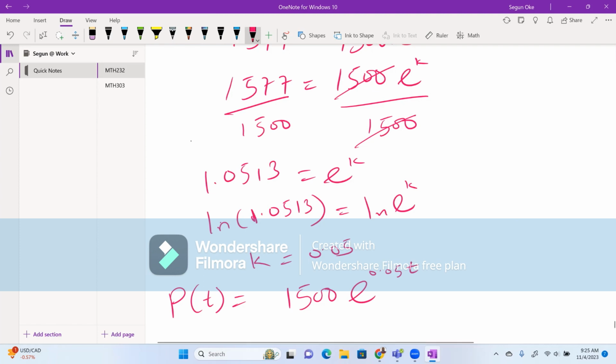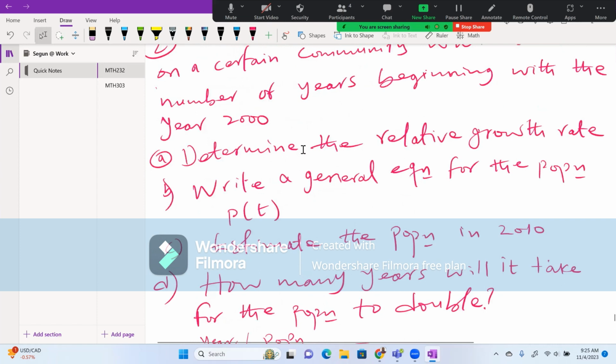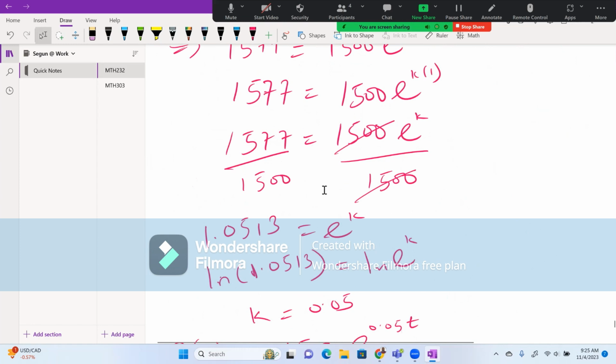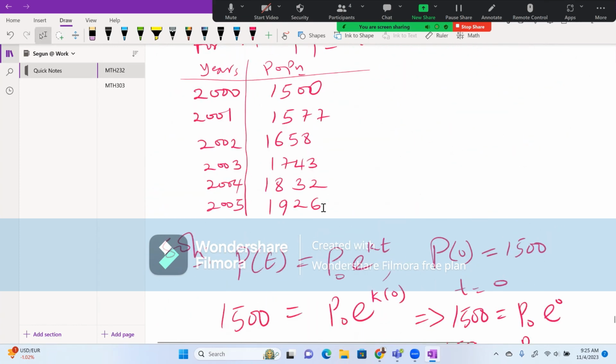So we've done A and B together. A and B says what? It says determine the growth rate, which is K, and write the general model. Remember the K, we've done the growth rate. So this is A, and this is your B. Then for C, let's look at it.